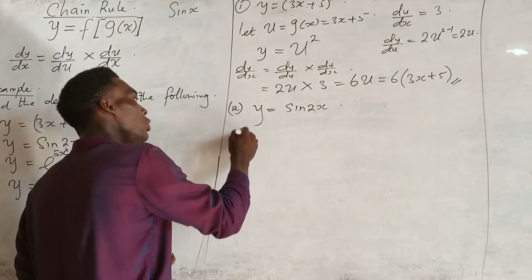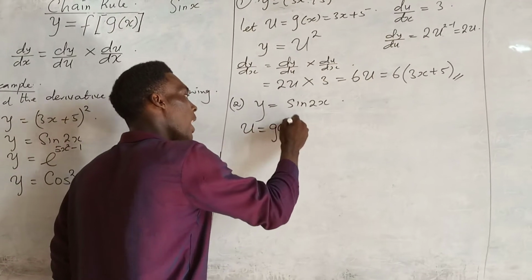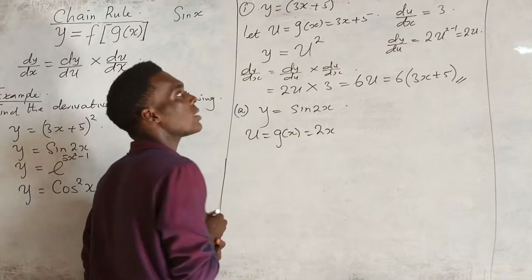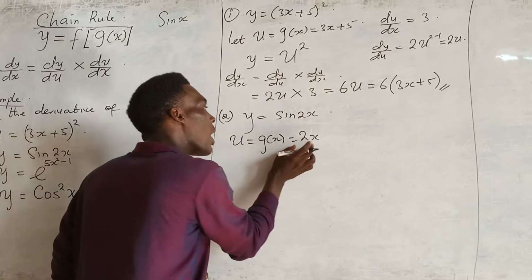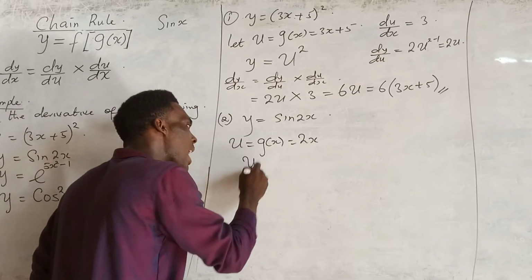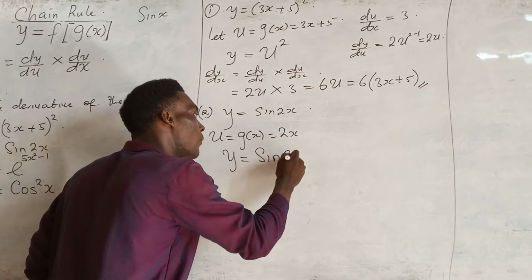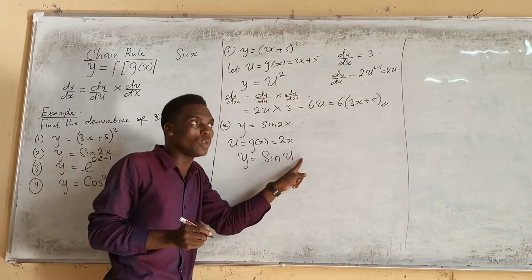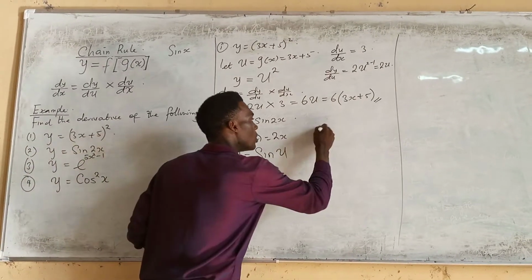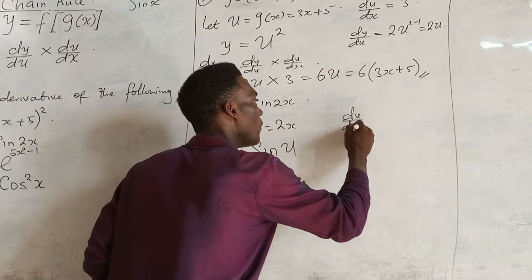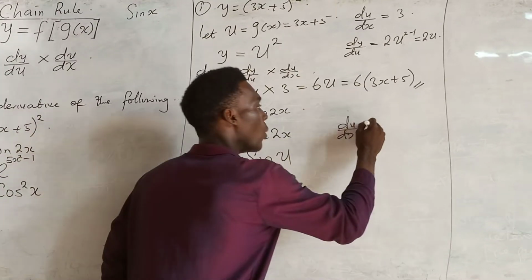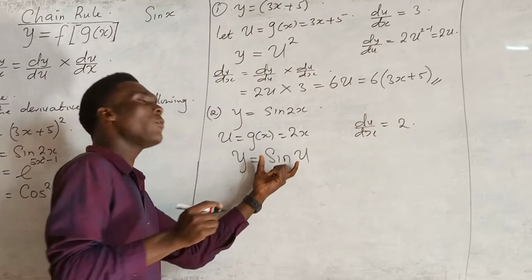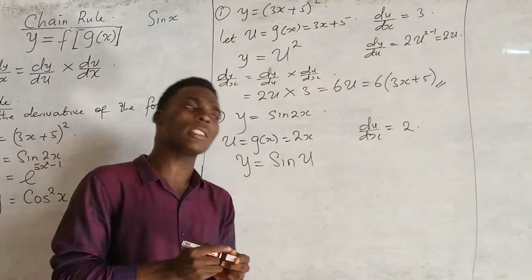So it means u equals g of x, which is equal to 2x. Then if this is our u, the next thing is y will be sine of u, that is the function of u, that's sine u. Then the next thing is to differentiate u with respect to x. If I differentiate 2x, I will obtain 2. And if we differentiate sine u, it's just like differentiating sine x.